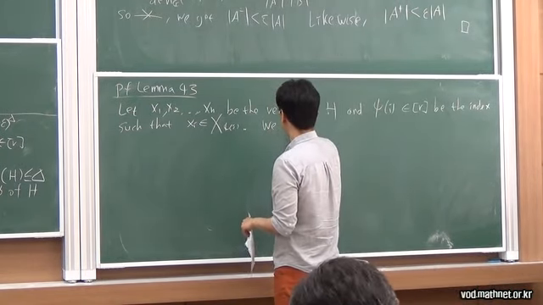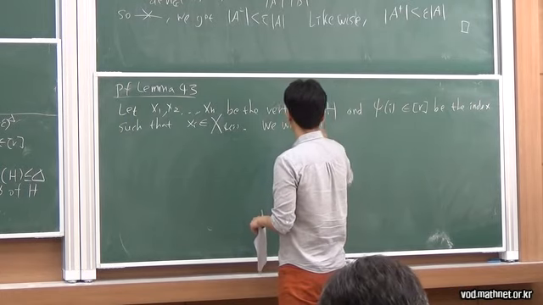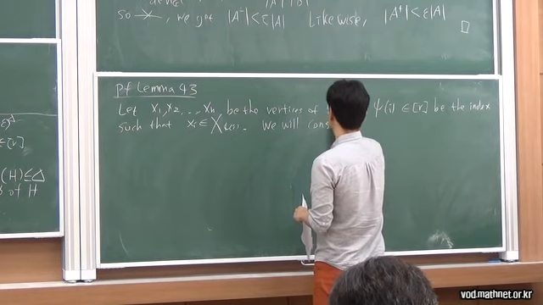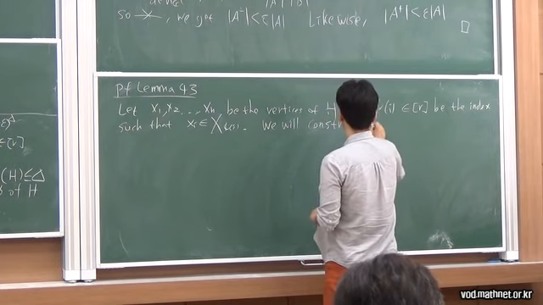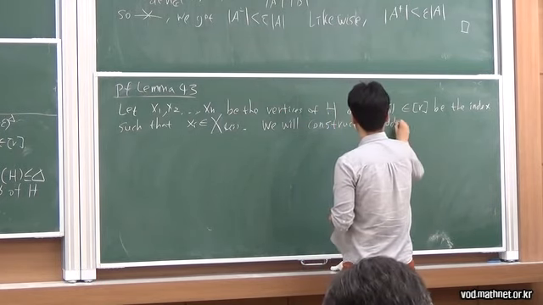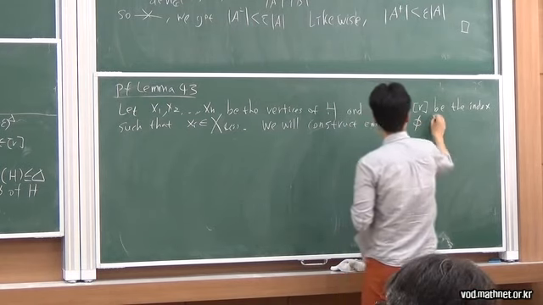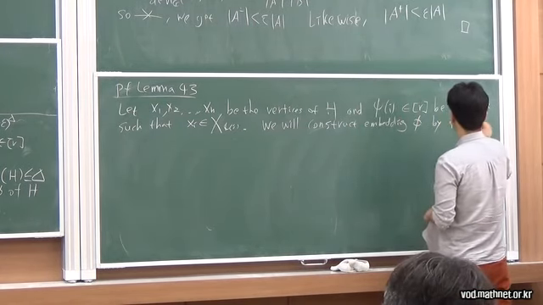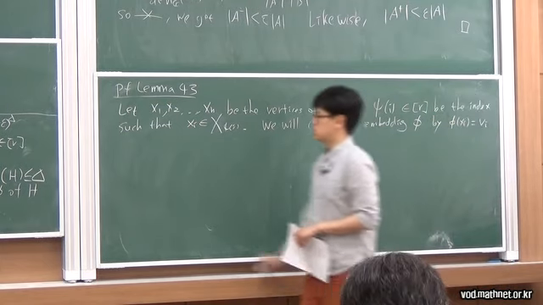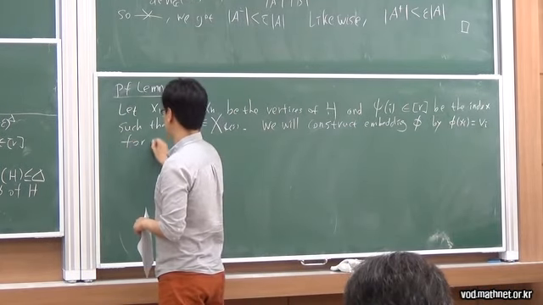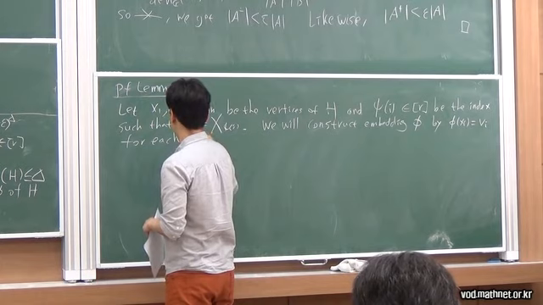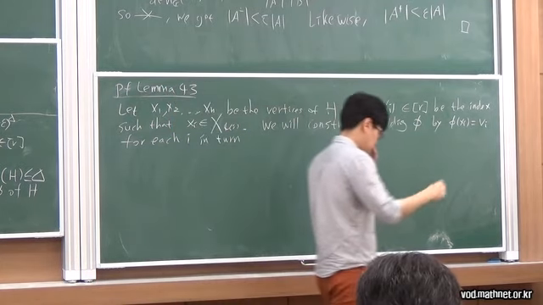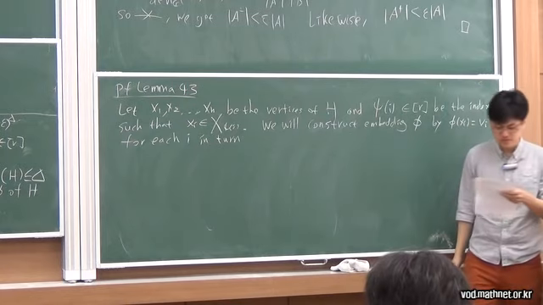We will construct the embedding, pi, by phi xi is bi for each i in turn. So we start from x1, and then x2, x3, x4, so one by one.